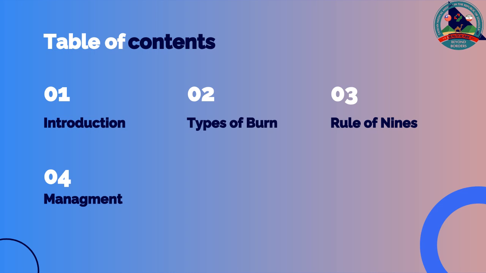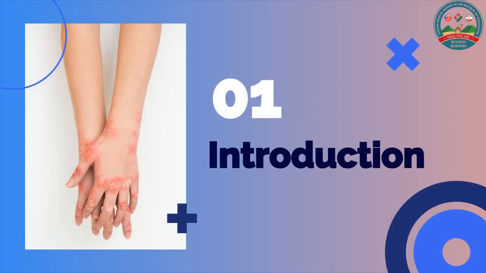Let's begin. Burn injury is one of the most common emergencies we face in both the ER and the ward. As nurses, our first role is to recognize the severity of the burn, provide immediate comfort, and prevent further tissue damage. In this session, we will start with a simple introduction to what a burn is, how it affects the skin layers, and why early nursing assessment is so important. Understanding these basics will help us provide faster, safer, and more effective care for our patients.